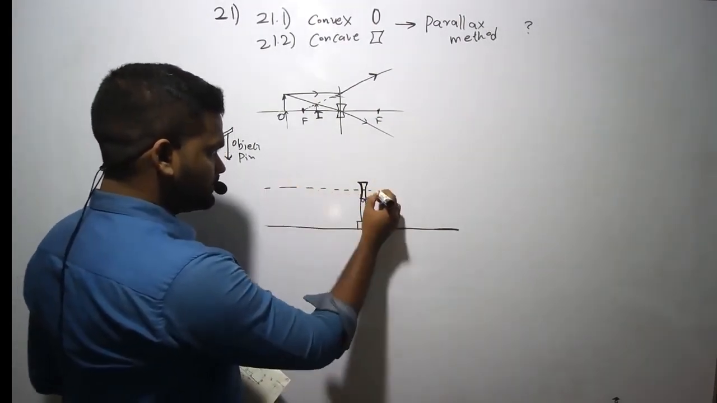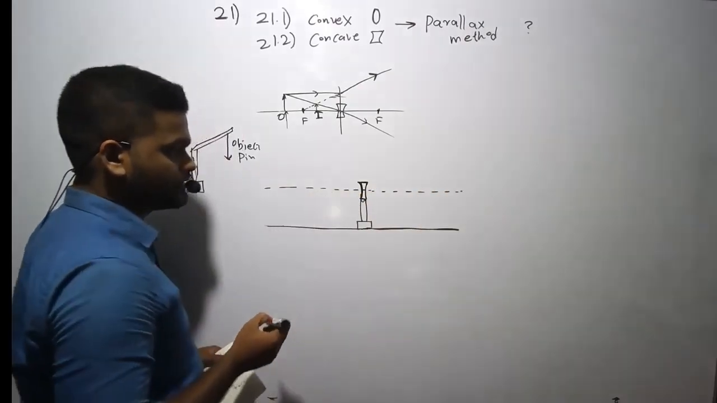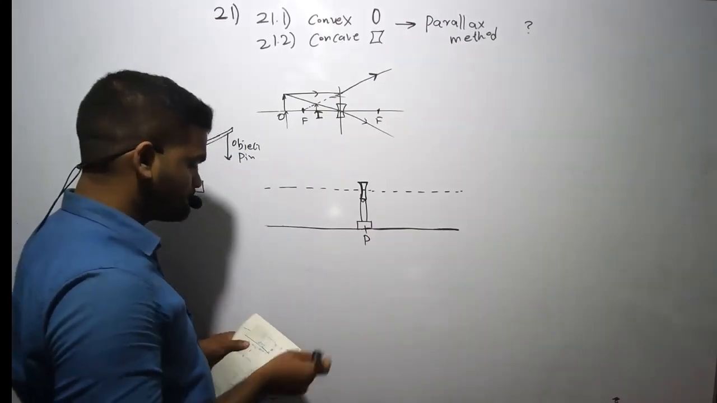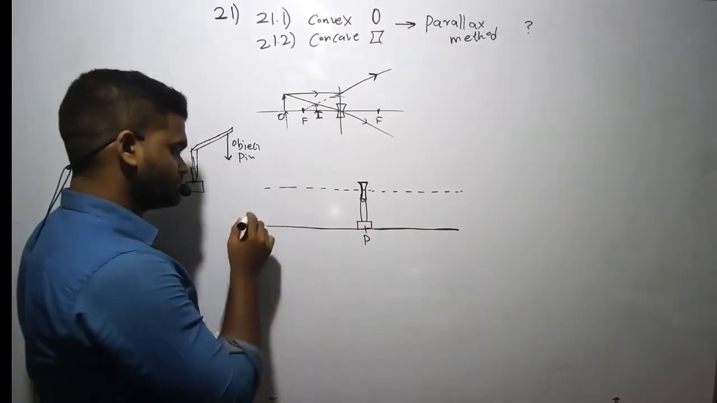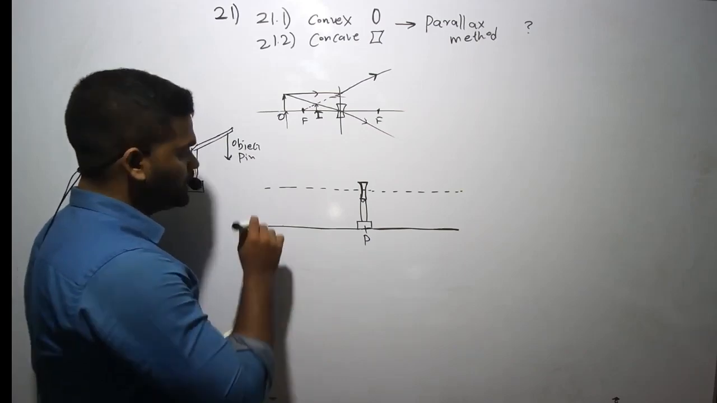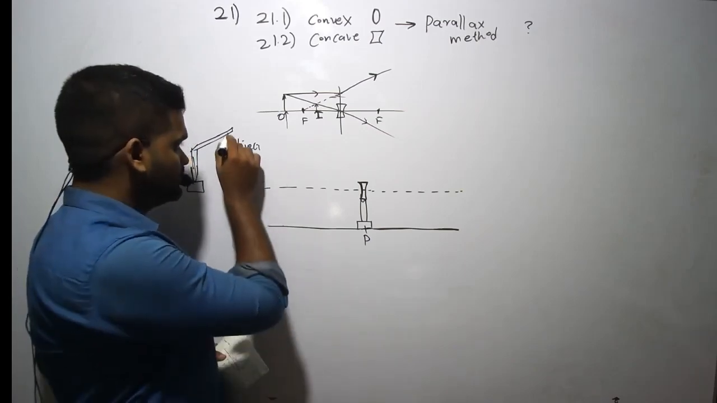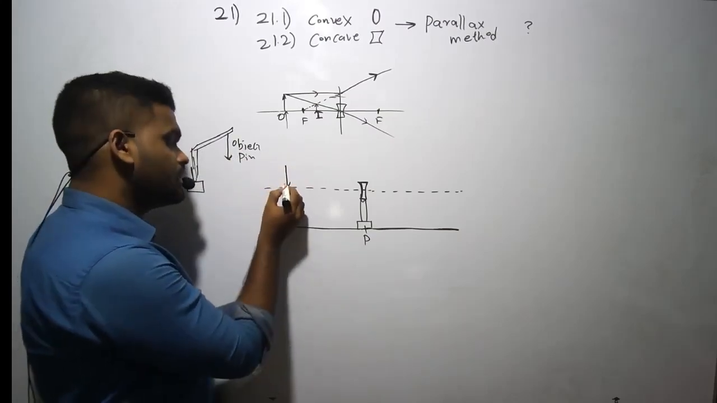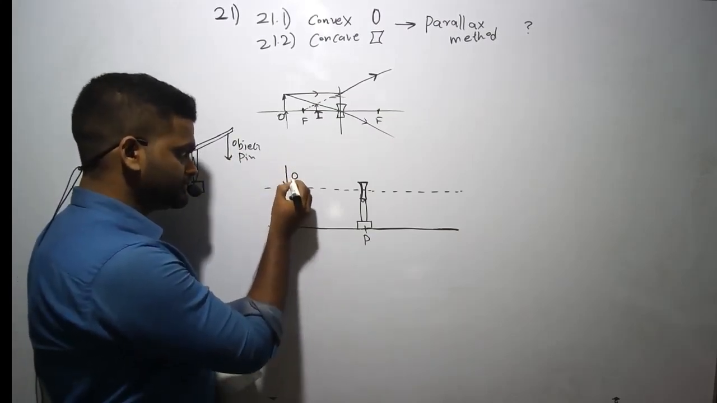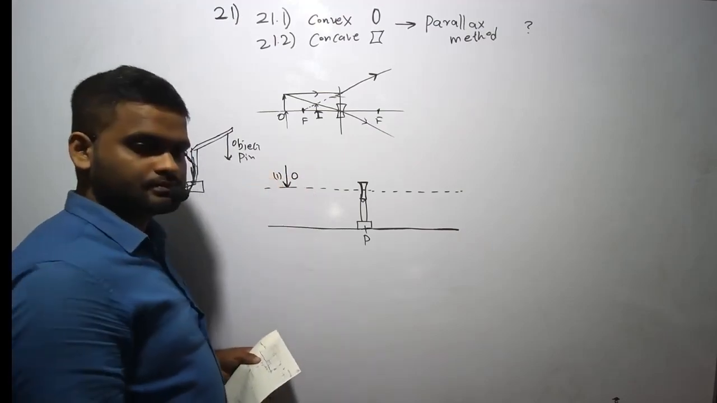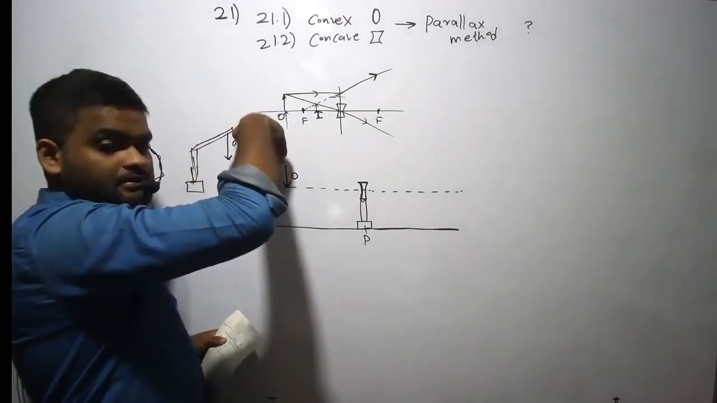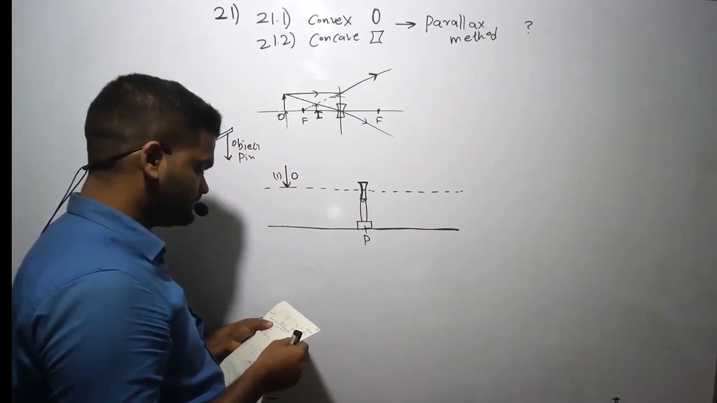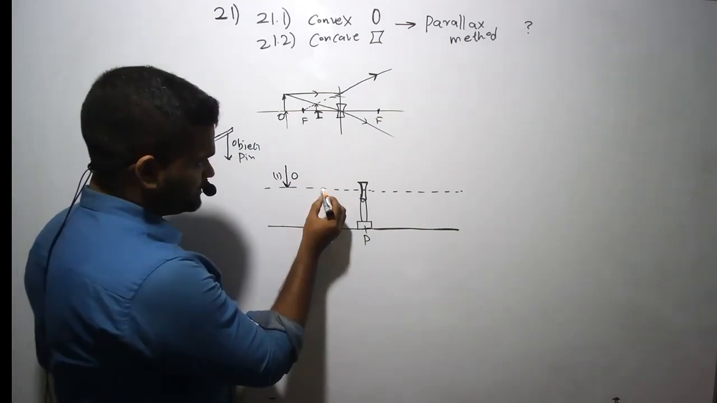Then let's say this is the principal axis, position P. Then you place the object pin like this. You will understand why. So this is pin 1. It is hanging, it is placed like this. So now what's going to happen? Let's say the focus is somewhere here.